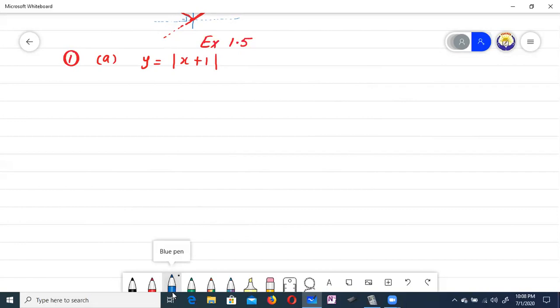First of all, we have to draw the graph of y is equal to x plus 1 without modulus. For that, I am preparing here one table.